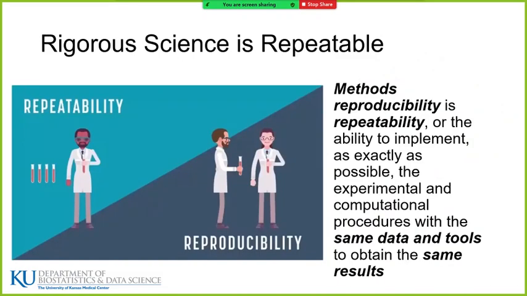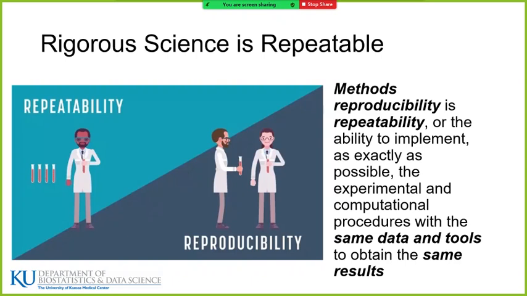So when we talk about rigorous science, it has a couple of characteristics. The first characteristic that I'd like to focus on is the fact that rigorous science is repeatable. What I mean by repeatability is that the methods used in a study should be exactly reproducible. We should be able to take your protocol for a study and implement it as exactly as possible with the same data and tools to obtain the same results.